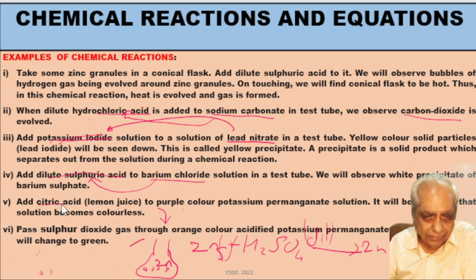Now if I add citric acid, lemon juice, to purple potassium permanganate, then I will see that my solution has become colorless. So during a chemical reaction, the color can become colorless.